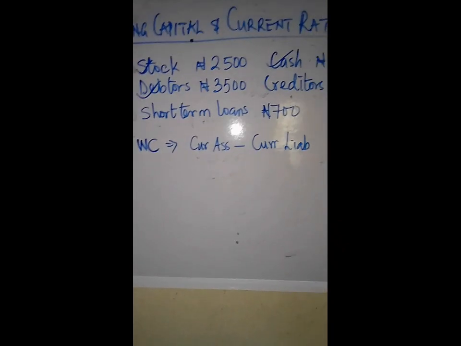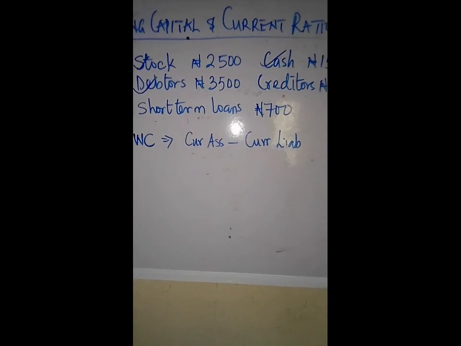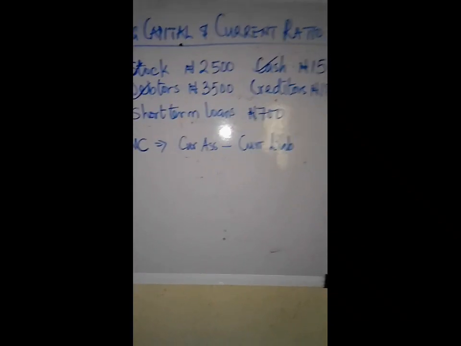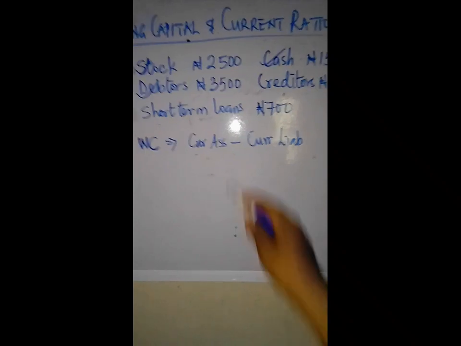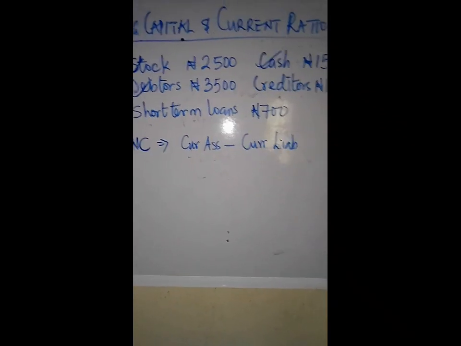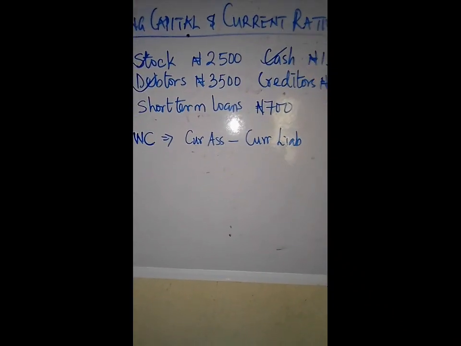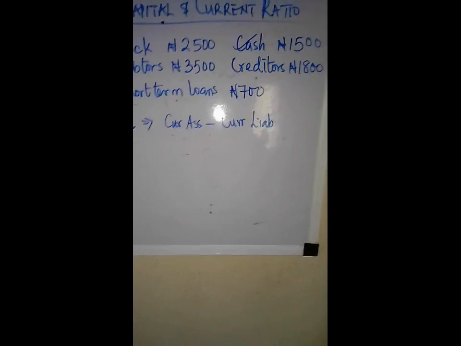And if you look at creditors, they are the people you are owing. The same way you have debtors owing you that should pay within a year, creditors are the people you are owing that you must pay within a year. Short-term loans are those loans you collected from the bank that are not more than 1 year. So these are things you must meet within the accounting year. They are all called current or short-term.